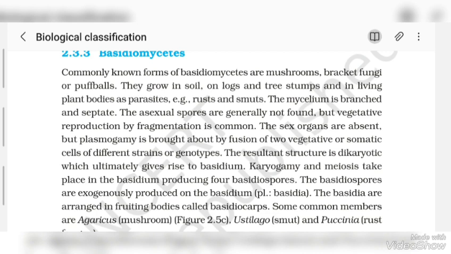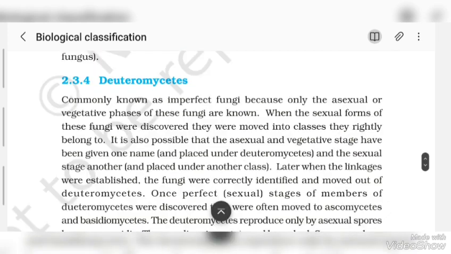Karyogamy and meiosis take place in the basidium, producing four basidiospores. The basidiospores are exogenously produced on the basidium. The basidia are arranged in fruiting bodies called basidiocarps. Some common members are Agaricus, mushroom, Ustilago, smut, and Puccinia, rust fungus.